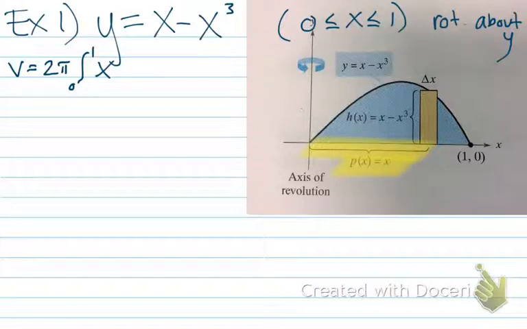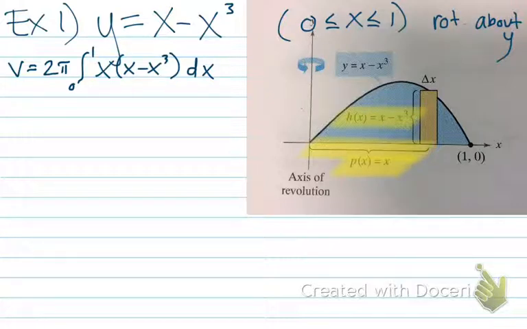If I keep going in my equation, it's p of x times h of x. And remember that h of x is just the height of your rectangle. So the height is always constantly changing as well, depending on what x value you chose. So the height is x minus x cubed. So that's times x minus x cubed. And then the change in x is just dx, whatever your change in x is.